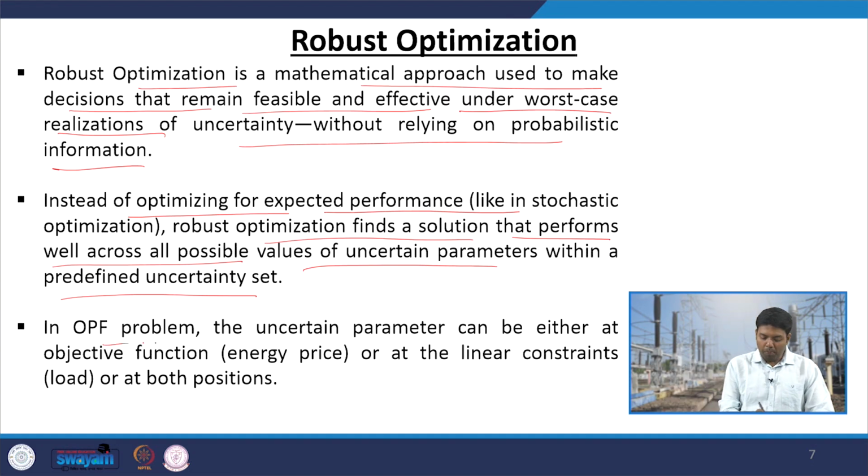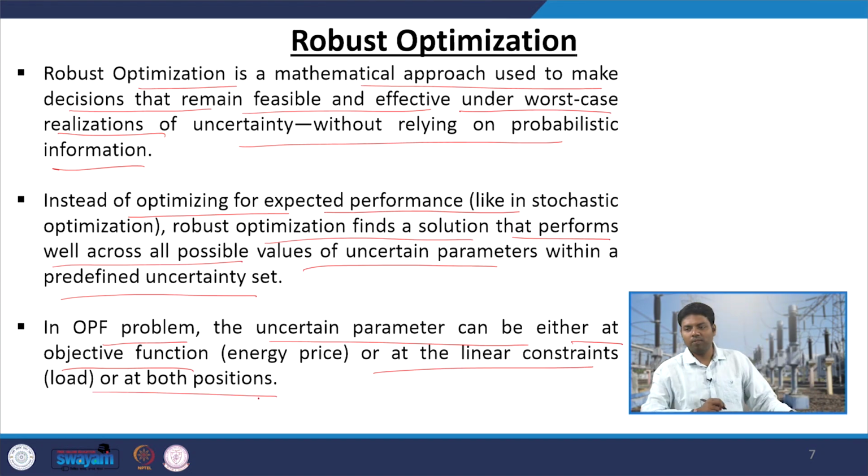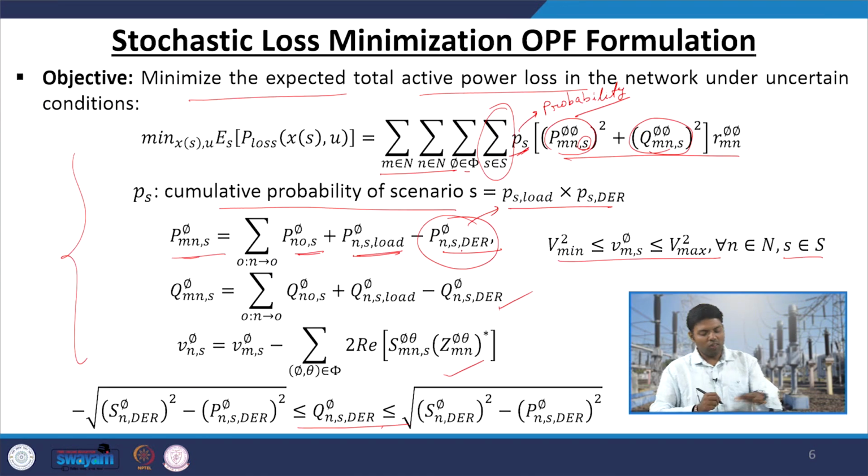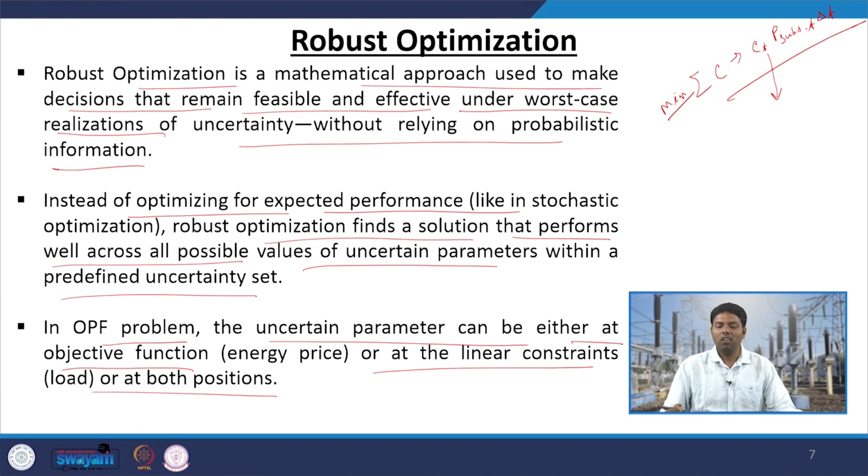In the OPF problem, the uncertain parameter can be in the objective function, in the linear constraint, or in both, as we have already seen. Let us say you are trying to minimize the cost. That cost will be the energy cost, the substation energy purchase times delta T. If you have price uncertainty, then you have uncertainty in the objective function, and previously we saw uncertainty in the constraint when doing loss minimization. Now, if you do cost minimization with uncertainty in the load as well as the DERs, you have uncertain or random events at both positions.